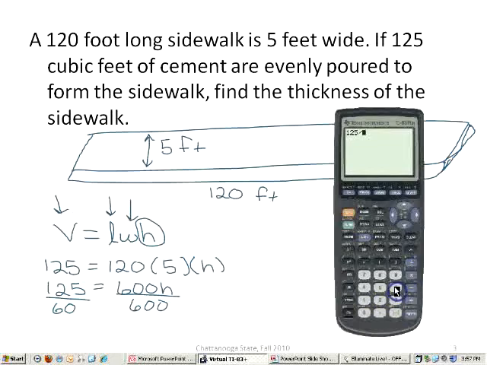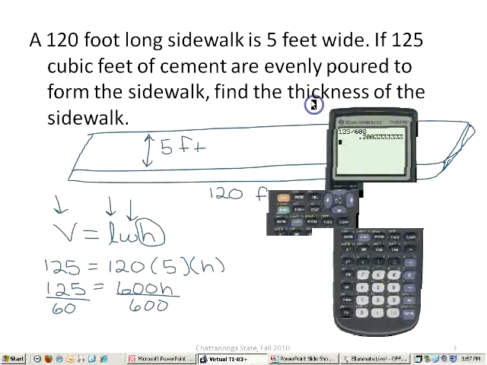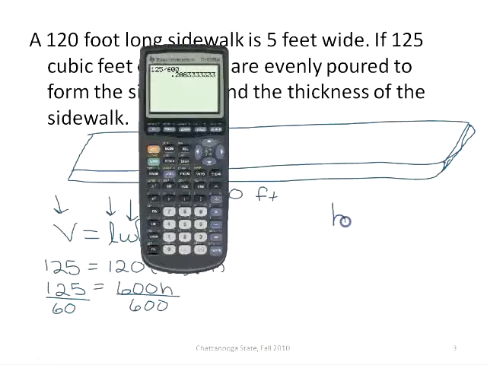Let me turn it on. 125 divided by 600 gives me kind of an odd decimal here. Let me bring that over here. I get that my height would be 0.208 with a 3 repeating. So I might round that to the nearest tenth of a foot. This would be 0.21 feet if I round it to the nearest hundredth.